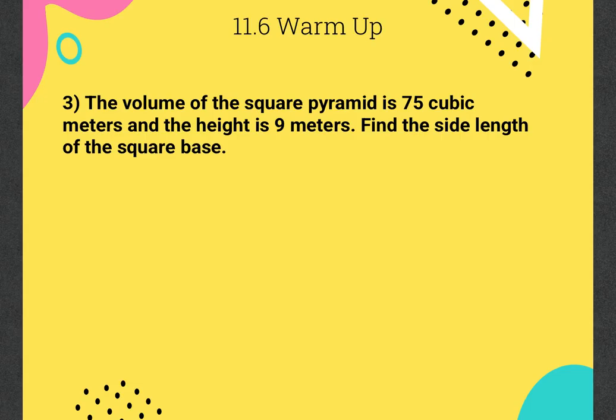Okay, 3. The volume of a square pyramid is 75 cubic meters, and the height is 9 meters. Find the side length of the square base. So same formula at the beginning. 1/3 base area times height. The volume is given, so that's 75. The base area is what we don't know. The height is 9.